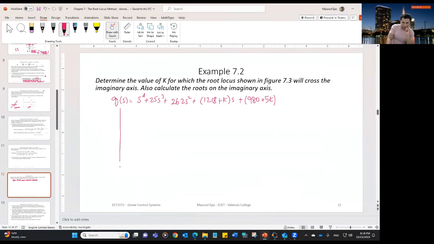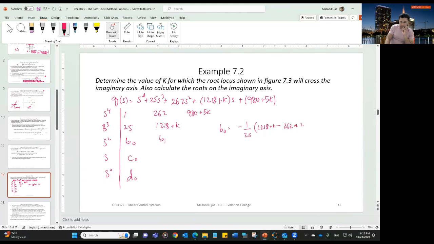When we create the Routh array, the first row is 1, 262, 980 plus 5K, and the second row is 25 and 1218 plus K, giving B naught, B1, and C naught, and D. So when we calculate B naught, that is going to be negative 1 over 25 times the determinant of 1, 262, 25, 1218 plus K, which is 1218 plus K minus 262 times 25.